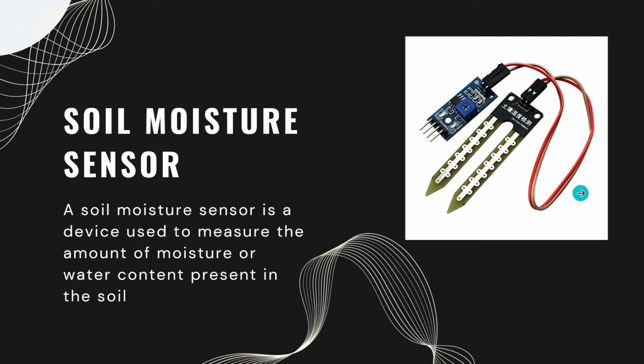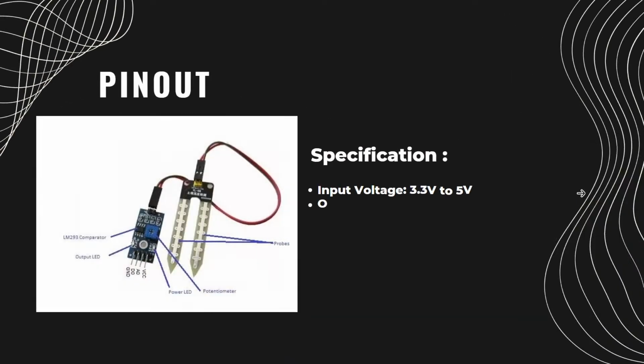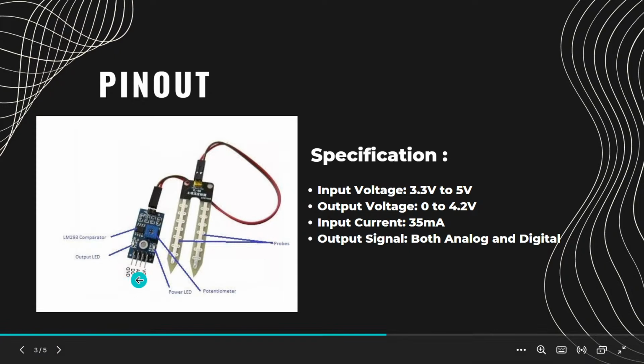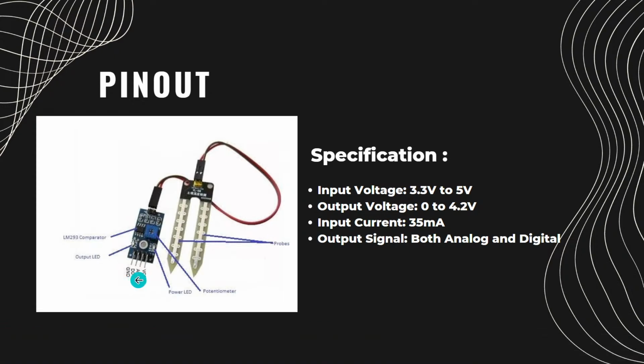Coming to its pinout, it has a probe and an amplifier. The model name is the FC28 soil moisture sensor. It typically has 4 pins labeled VCC, ground, D0 which is the digital output, and the analog output pin. VCC is used to supply power to the sensor. It should be connected to a 3.3 volt or 5 volt power source. And coming to ground, this pin is the ground connection for the sensor. It should be connected to the ground of the power source.